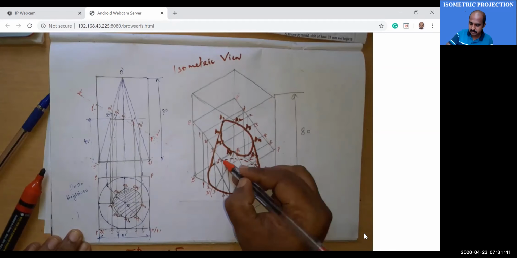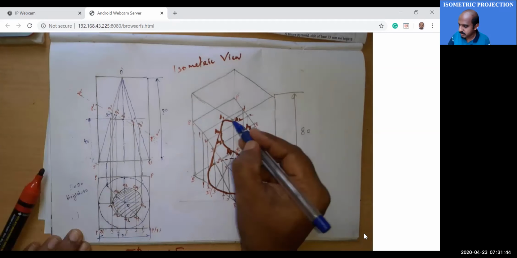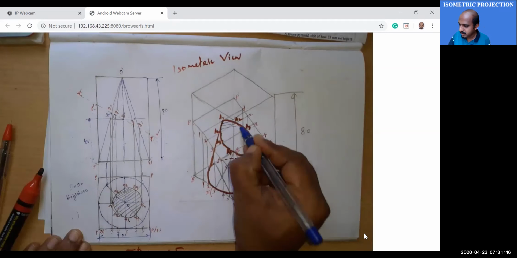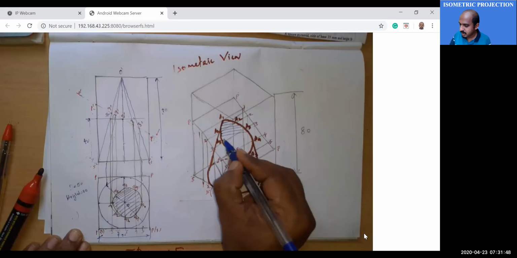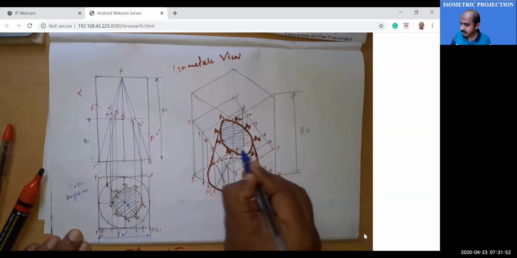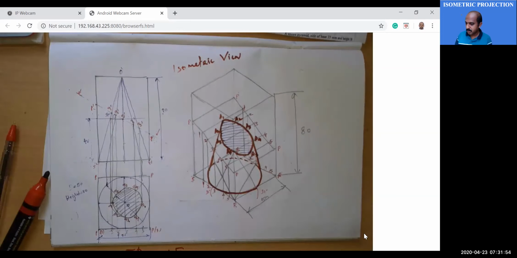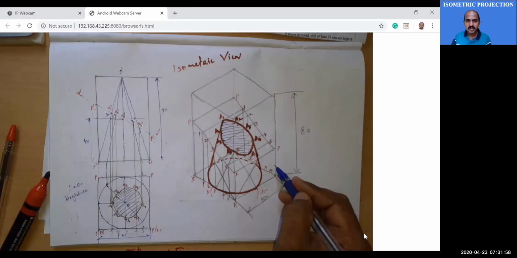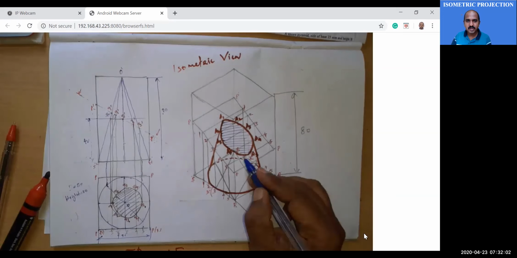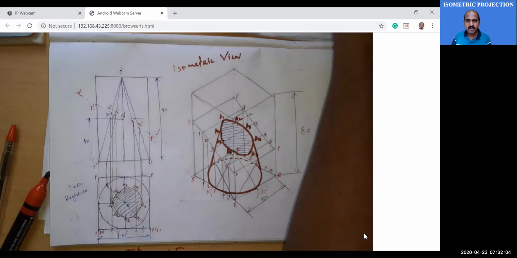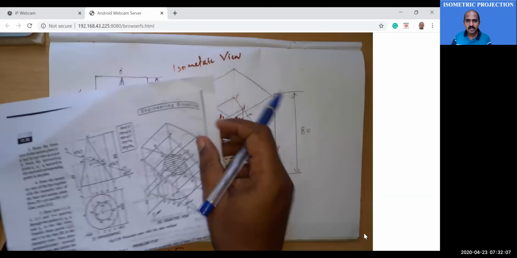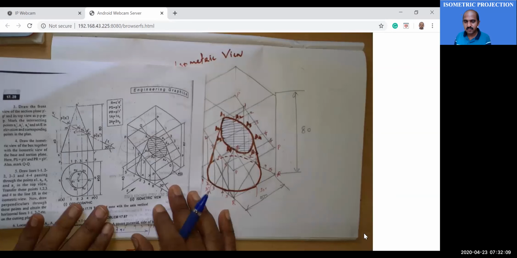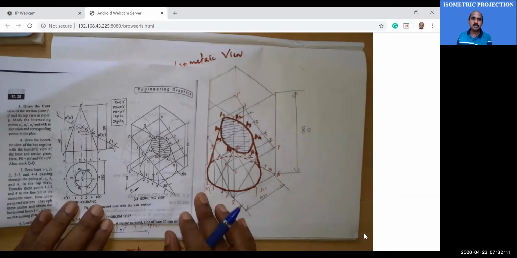Now you can hatch it. This is the hatching, the appearance in an ellipse. Okay. So you already know the procedure for drawing the bottom of the cone. This is actually a circle, so you can follow the four center method for drawing that one. So you can come back to the isometric view of a truncated cone.